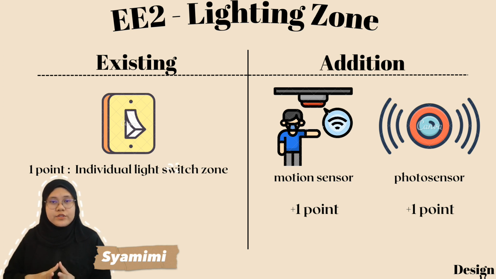Motion sensor lighting uses sensors to detect movement and automatically turn the lights on and off in response. Meanwhile, photosensors detect presence or absence of light to automatically turn the lights on and off based on the ambient light level. Photosensors can be used to control outdoor lighting as well as indoor lighting. Thus, the additional score of EE2 is 2 points, accumulating to 3 points overall.